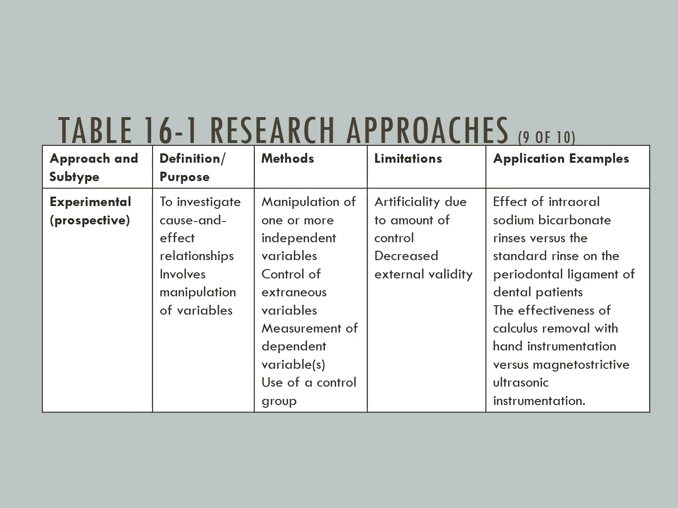The methods for this is going to be the manipulation of one or more independent variables. So the thing we change is the independent variable, and it's going to control what happens to the dependent variable. The dependent variable depends on the independent change. The control of the extraneous variables. So in this way, we don't want other things getting in the way and causing an outcome.